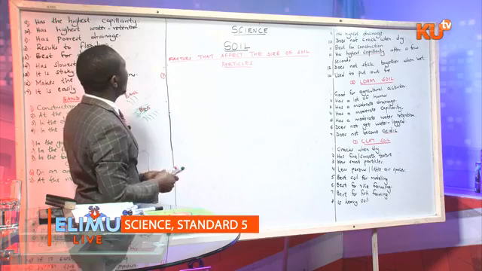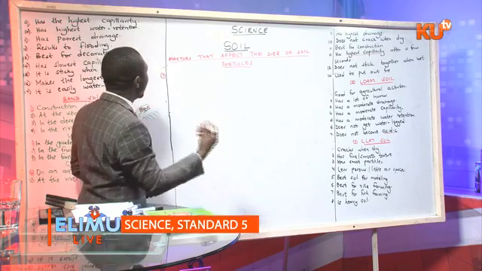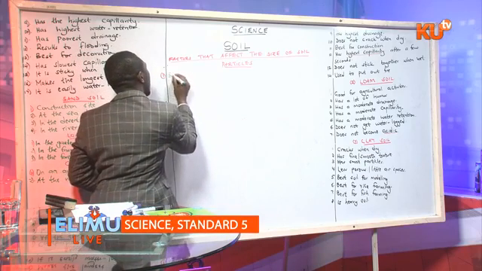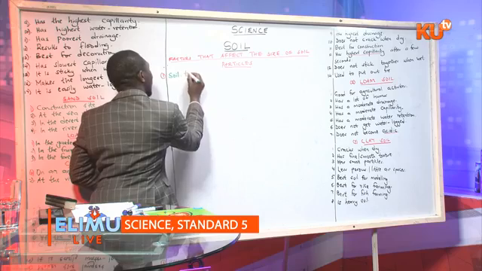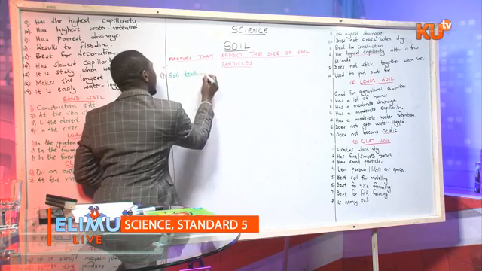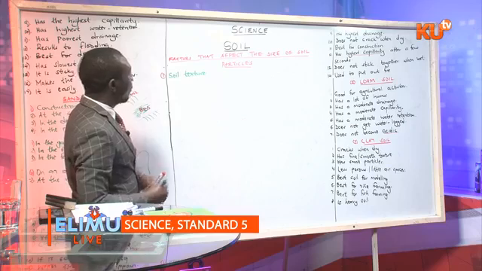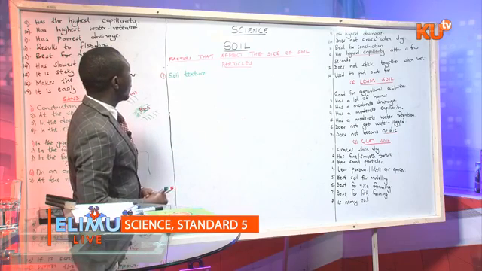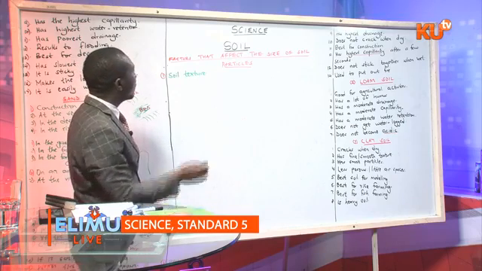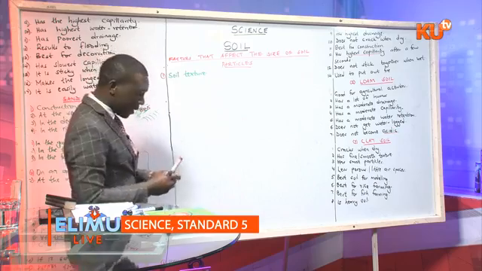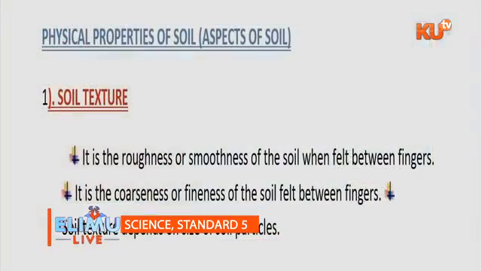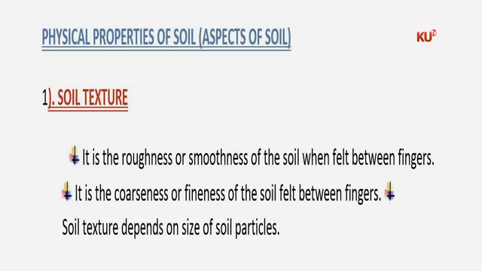The first factor that determines the size or that affects the size of soil particles is what we call soil texture. If the soil is rough, definitely it will have bigger size of the particles. If it is smooth, it will have small particles. So soil texture affects it. Number two, another factor that affects it is soil capillarity. How water rises through the soil capillarity.